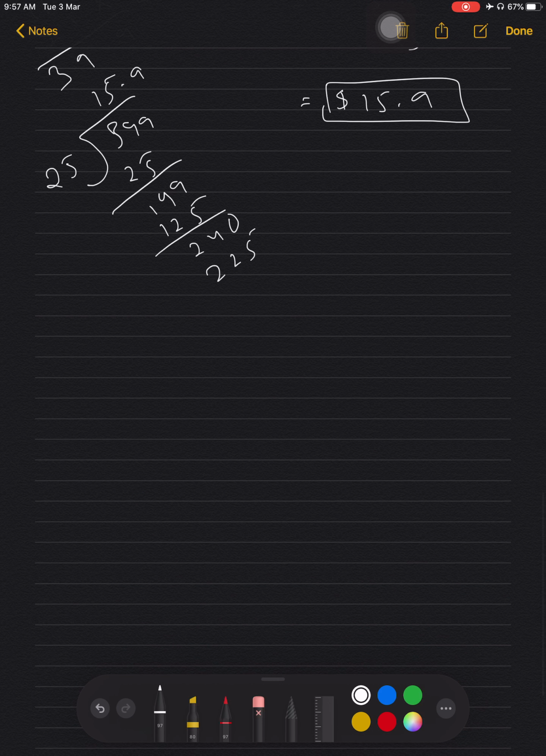Now you can try a similar question from exercise 1A, question number 1. Try the question by yourself and check your answer and see if you have done it correctly or not.